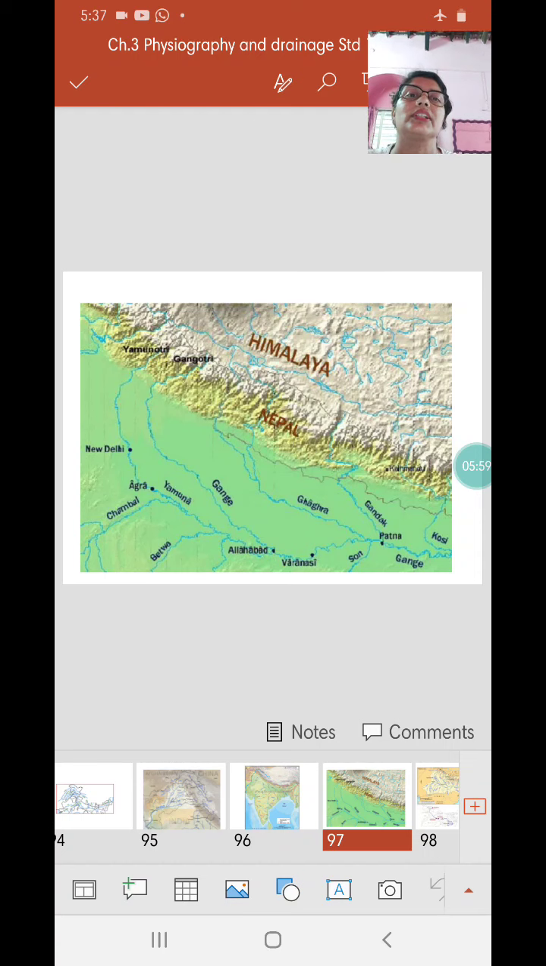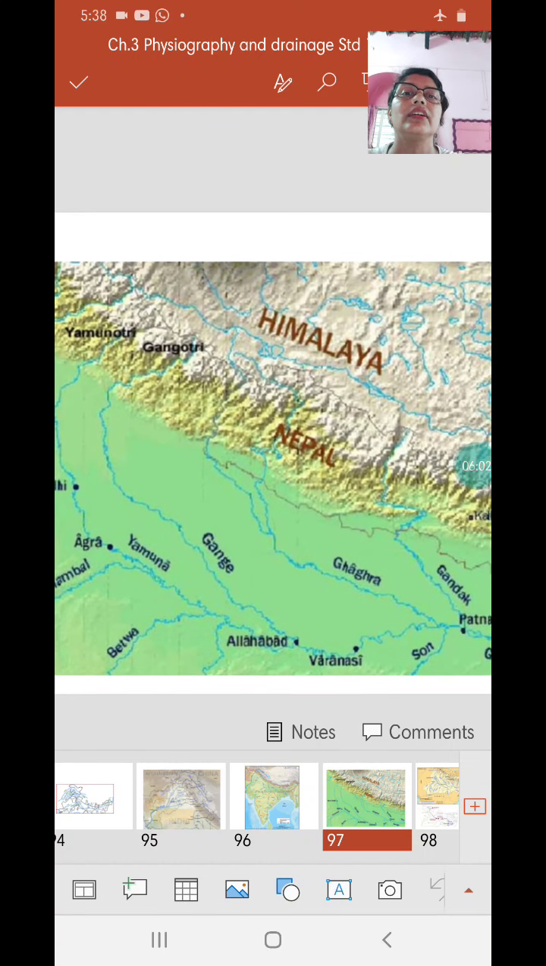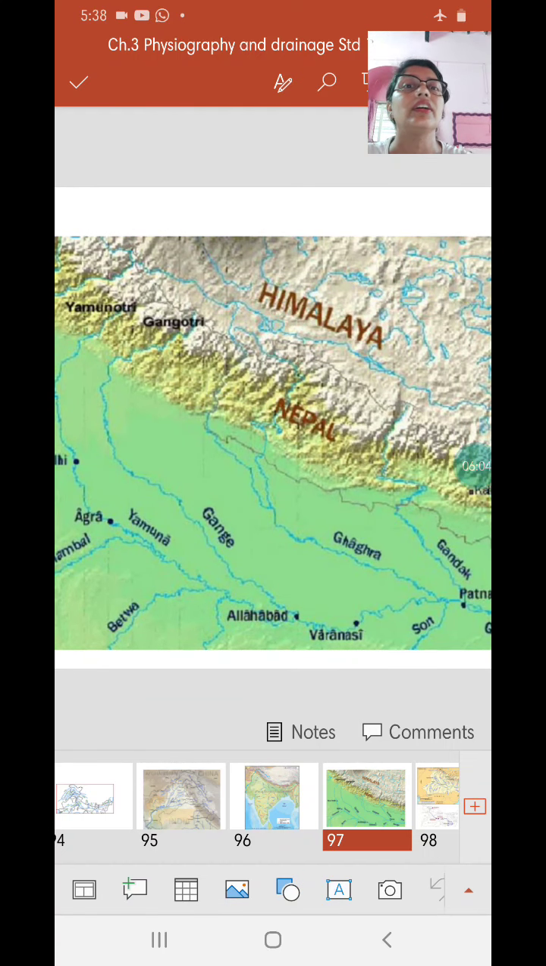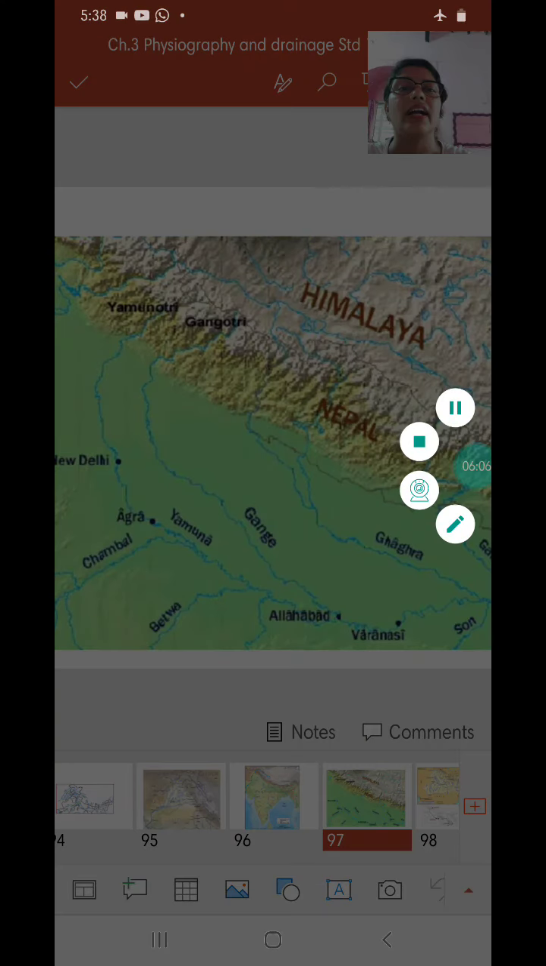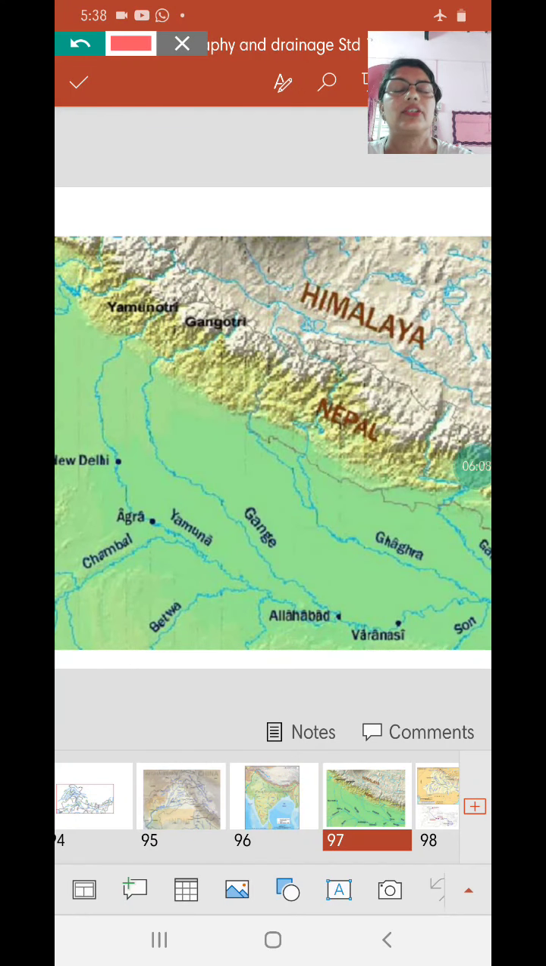Then we come to the second Himalayan river system, and that is river Ganga. Now Ganga has its origin, I'm sorry about these little mistakes. Ganga has its origin in the Trans-Himalayas as well. Now you can see the Trans-Himalayan region here. Now Ganga originates at Gangotri.